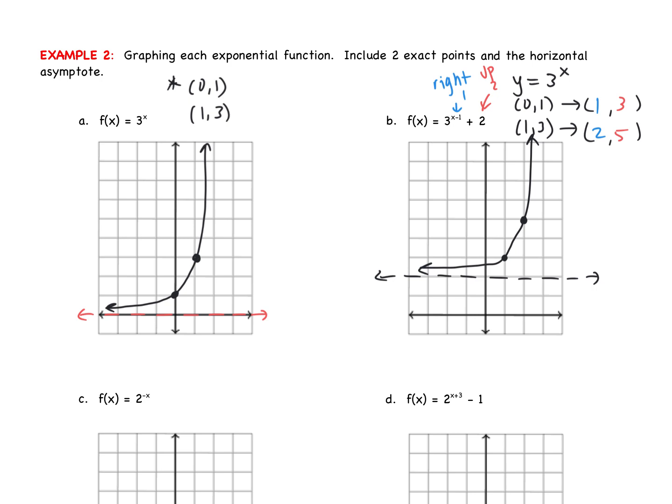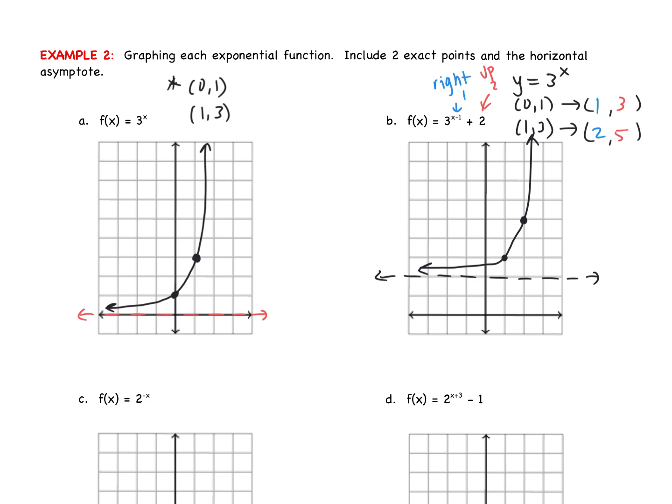So that is always going to be the idea: look at the original graph, then make the changes. Now, if you're not sure about your changes, plug in the values. If we plug in the value of 1, we get 3 to the 0, which is 1, plus 2 is 3. If we plug in 2, 3 to the first is 3, plus 2 is 5. So that's always a way to check.